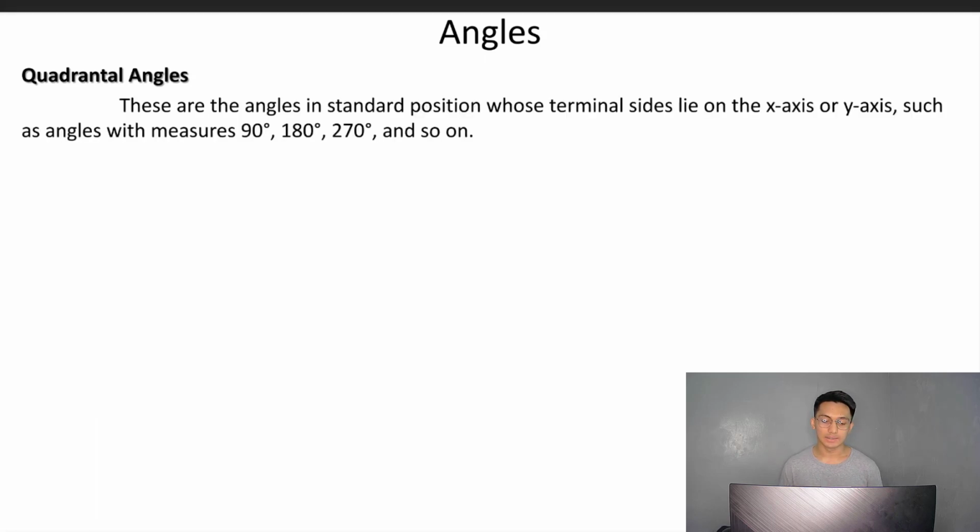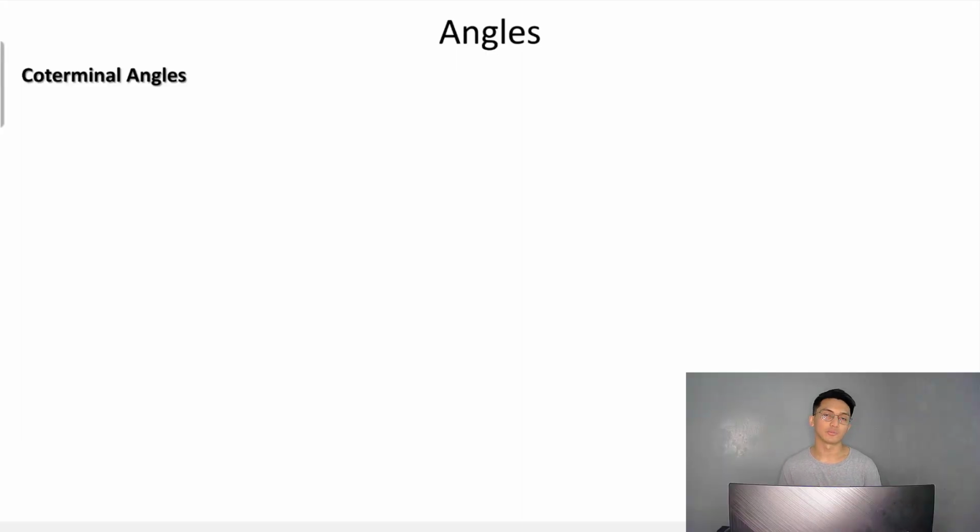These are the angles in standard position whose terminal sides lie on the x-axis or y-axis, such as angles with 90 degrees, 180 degrees, 270 degrees, and so on. Yung kanyang initial side is standard position, nasa positive x-axis, and yung kanyang terminal side either nasa 90 degrees, 180 degrees, or 270 degrees. And lastly, for angles, we have what we call the coterminal angles.